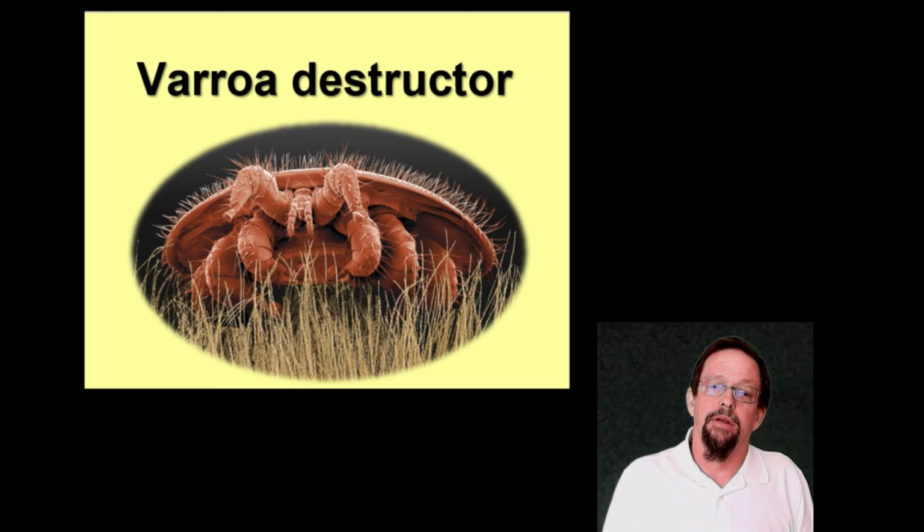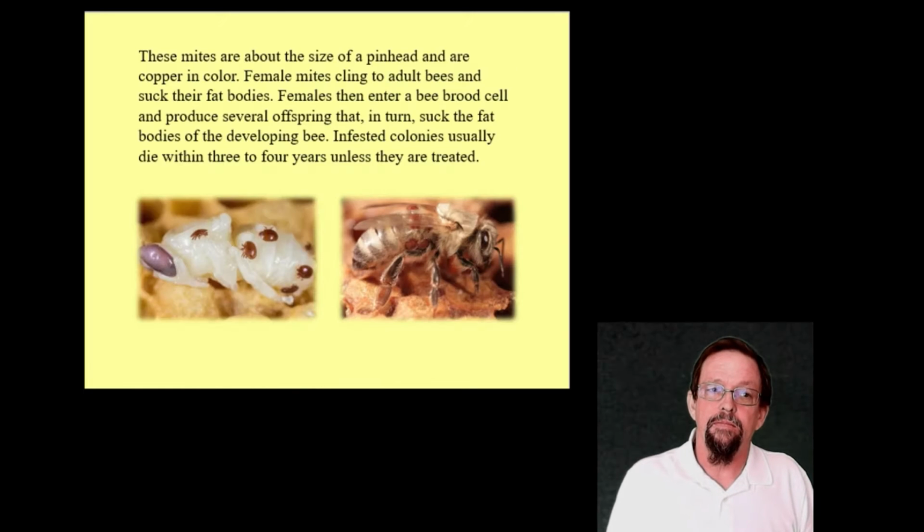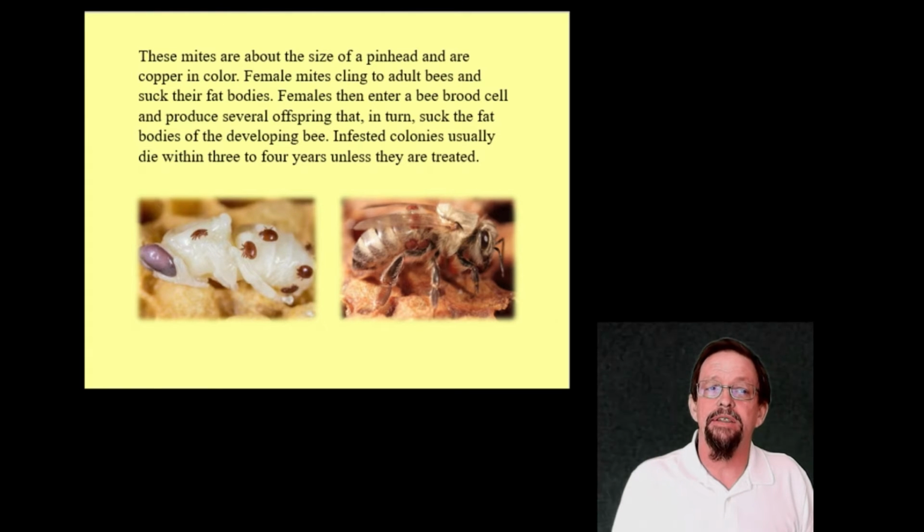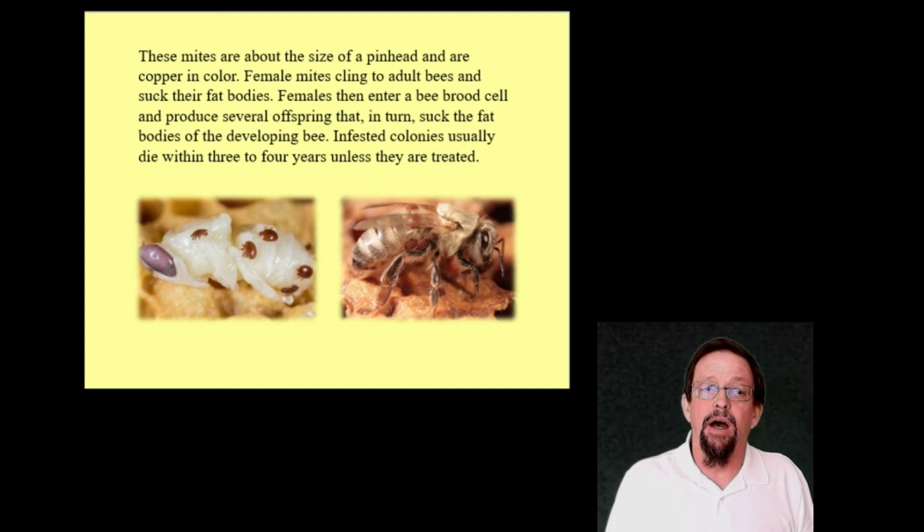But anyways, this is probably the number 1 pest you're going to deal with in your hive, and this is going to separate you from a beekeeper and a bee haver. So the mites, they're the size of a pinhead. They're copper color. The female mites cling to the adult bees and suck the fatty bodies from the bees. The females enter the brood cell and produce several offspring that in turn suck the fatty bodies of the developing bee. The infested colonies usually die within 3 or 4 years unless they are treated.